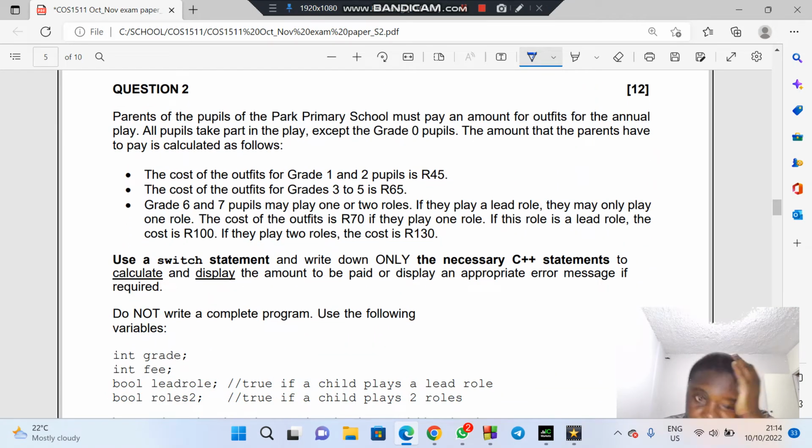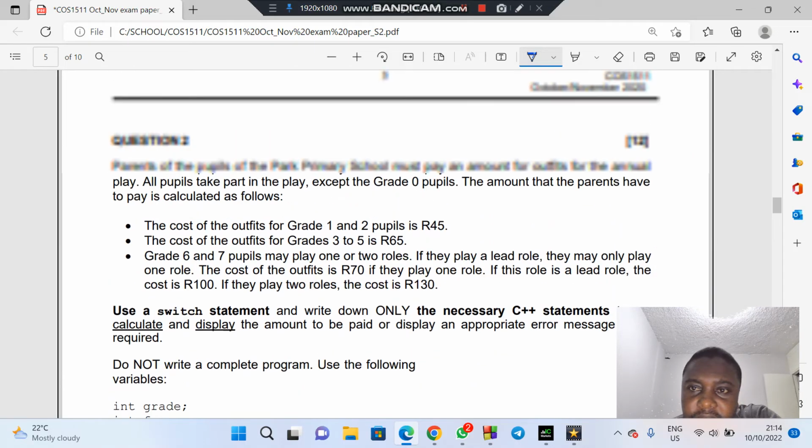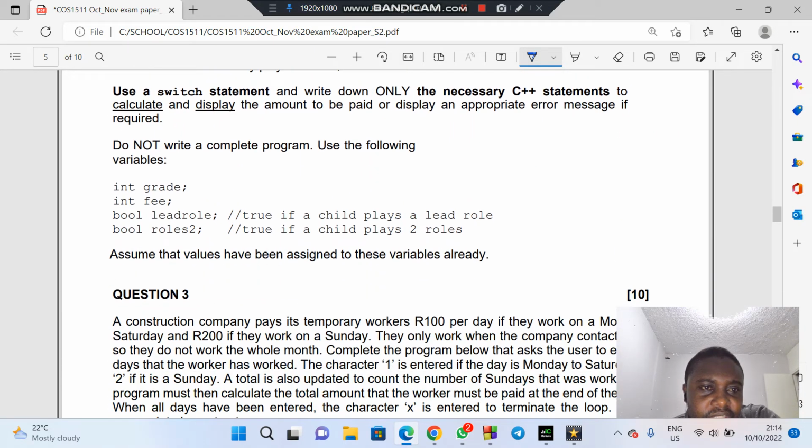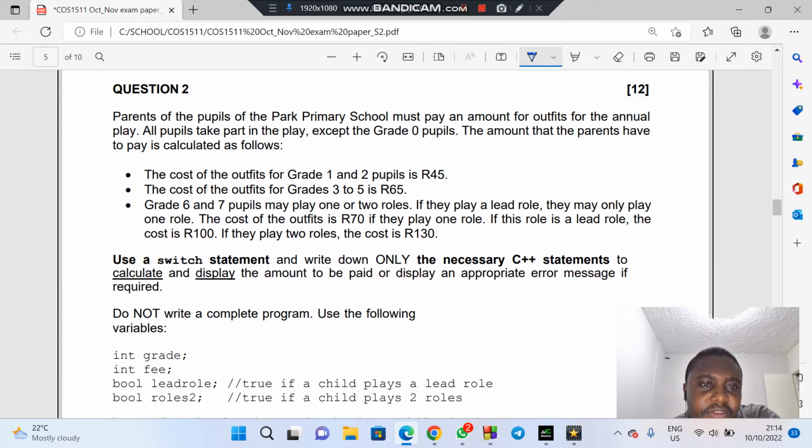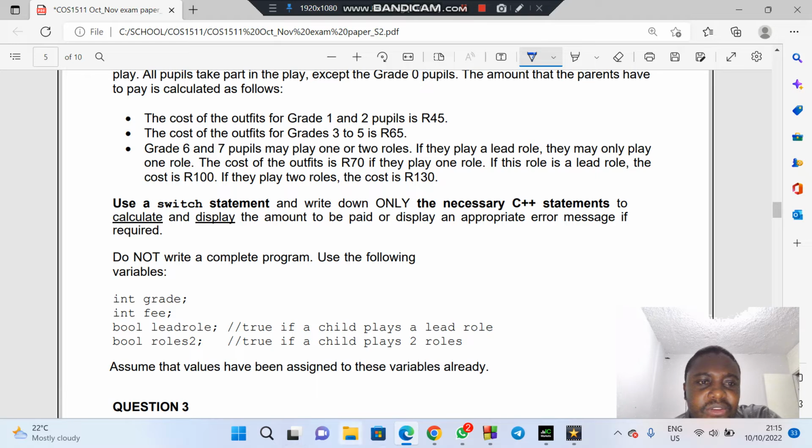So if you go to question number 2, it has 12 marks. You check, is it only one question? Yes. So which means you're going to be involved with programming here. Parents of the pupils of the Park Primary School must pay an amount for outfits for the annual play. All pupils take part in the play except the grade 0 pupils. Okay, the amount that the parents have to pay is calculated as follows. This is the algorithm that we are given.